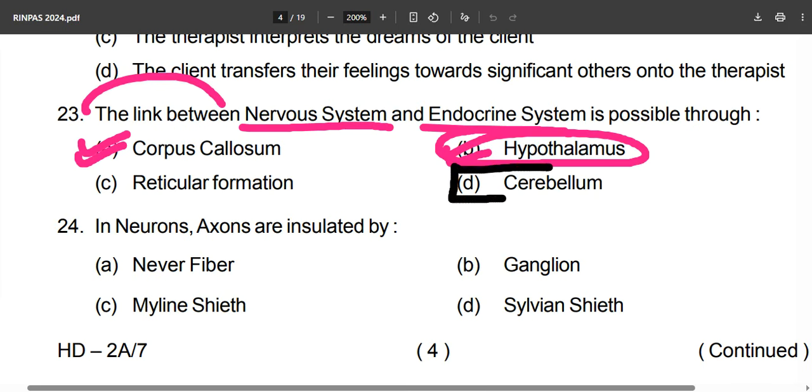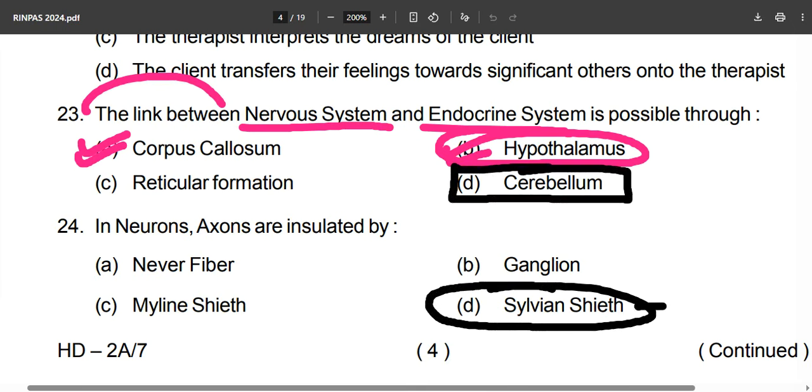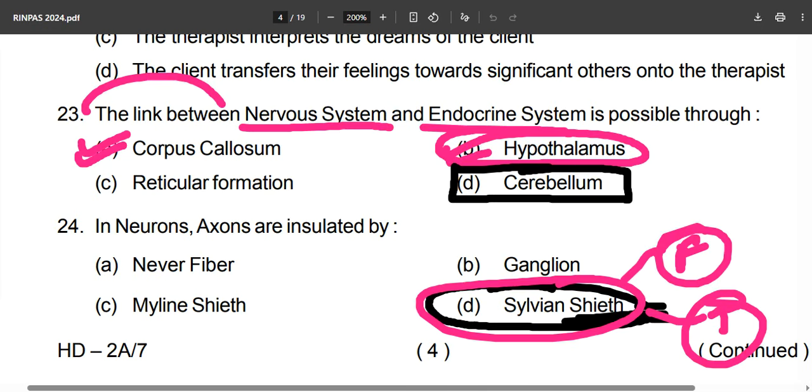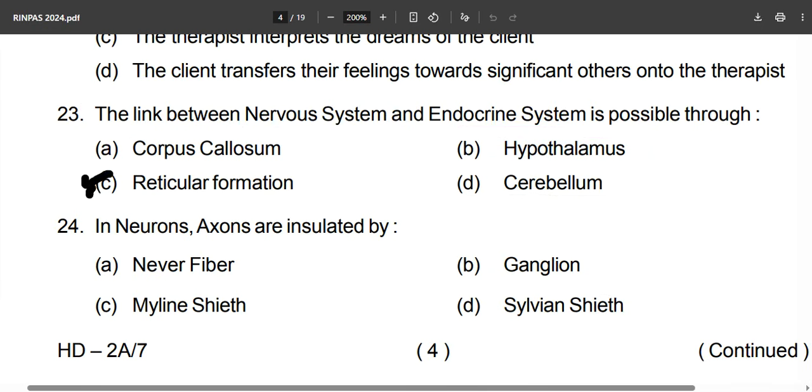And you have also understood the functioning of the cerebellum. Along with that, you already studied the Sylvian fissure. This is not a sheath, this is the fissure, the Sylvian fissure, separating the frontal lobe and the temporal lobe. And now we will study something very interesting.